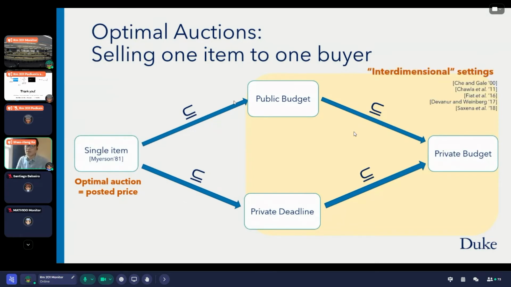Now, these kinds of settings are often called multidimensional in the literature because the type space of the buyer is more than just a single dimension of values. And it is known that the optimal auctions for these settings require randomization or lotteries. We can also think of these lotteries as letting buyers choose from many options on a menu, where each option has a price and a probability for getting the item. So as the settings become more general, we may need a large number of options, and this number can sometimes be exponential in the number of deadlines or budgets.